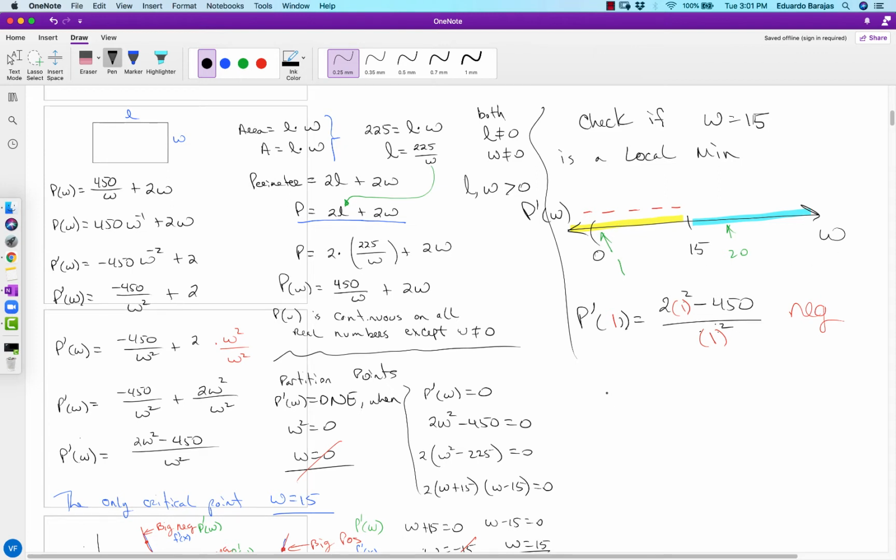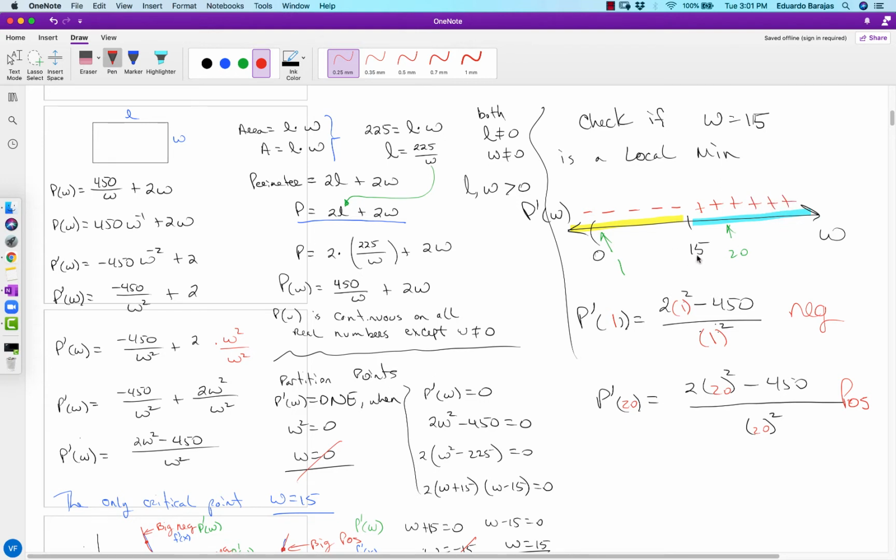Okay, so now let's do the same thing for the number 20. So we'll have p prime of blank equals 2 times blank squared minus 450 all over blank squared. And now we're going to evaluate it at 20: 20 there, 20 there, 20 there. 20 squared is 400, times 2 is 800. Minus 450 gives you a positive value, and the denominator is also positive. So I can tell that this whole thing is definitely going to be positive. So that means that all of these are positive.